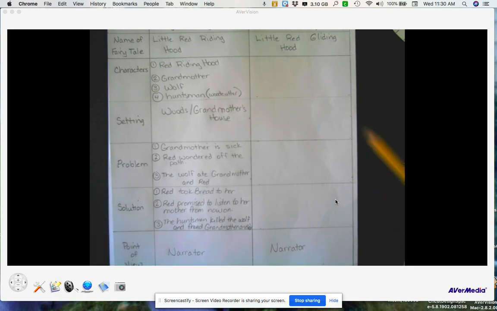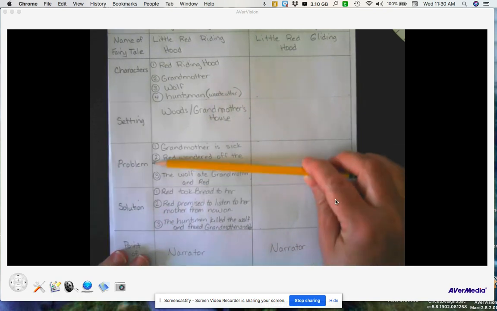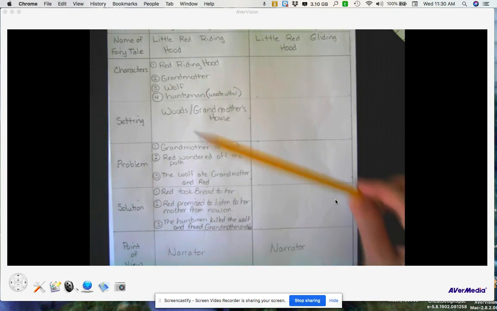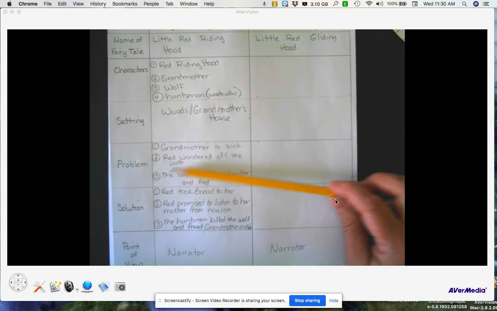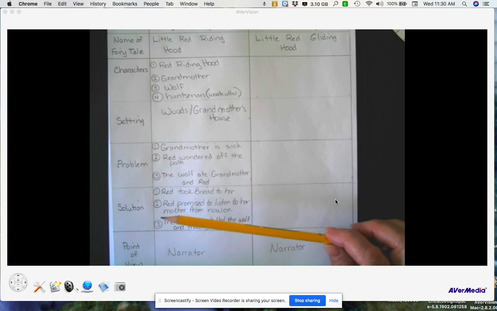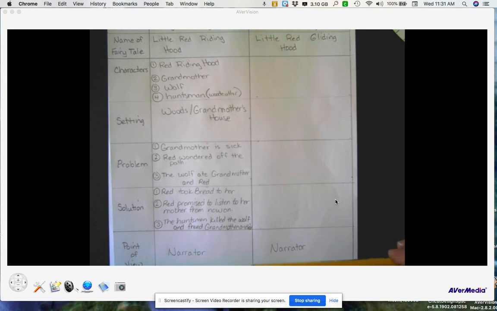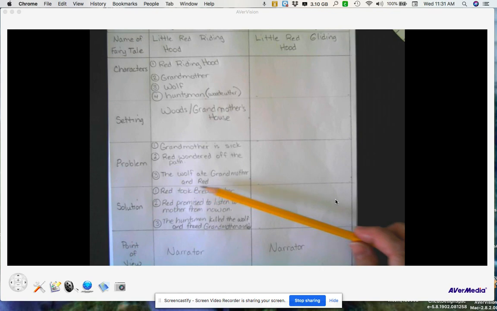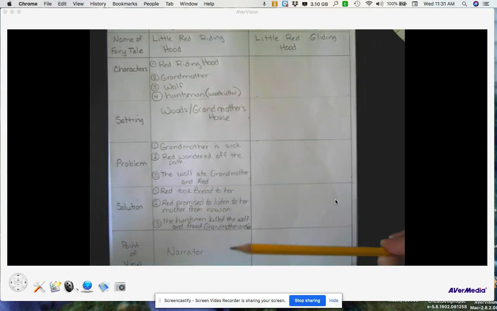So I wrote down for my problems, the first one was that grandmother was sick, right? That's kind of a problem. The second one, Red wandered off the path. Even though her mom told her not to, she wandered off the path to pick the wildflowers. And the biggest problem, of course, was that the wolf ate both grandmother and Red Riding Hood. So those are the 3 problems I chose to talk about.